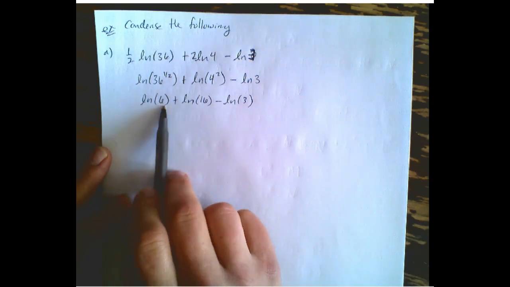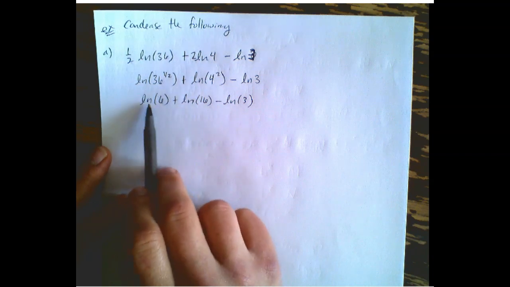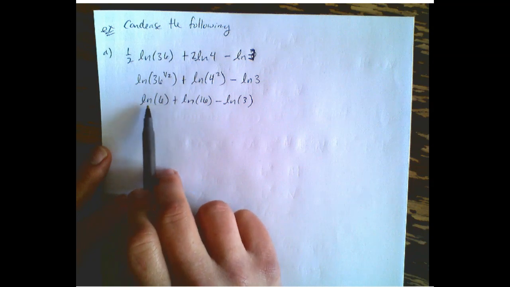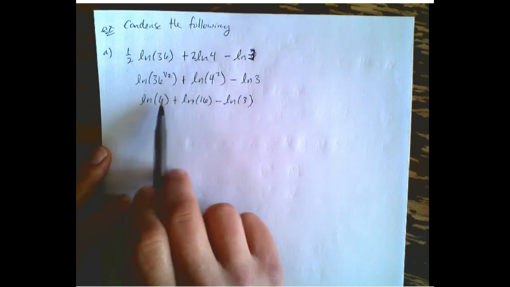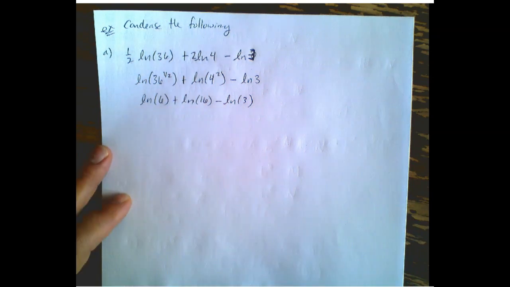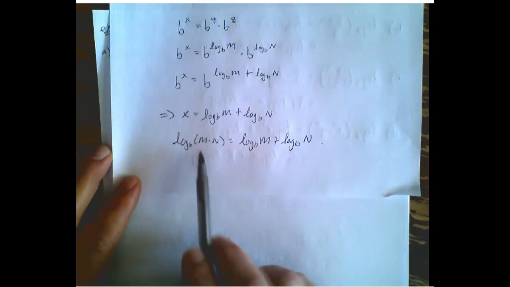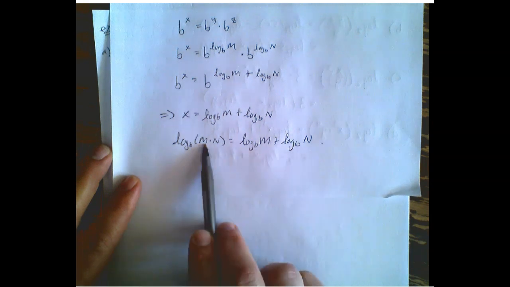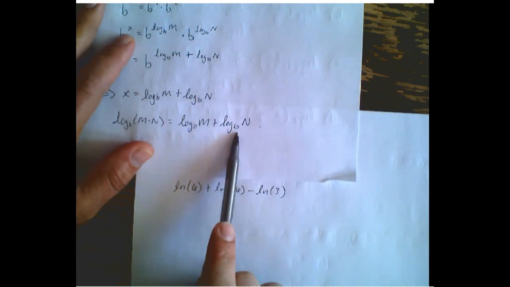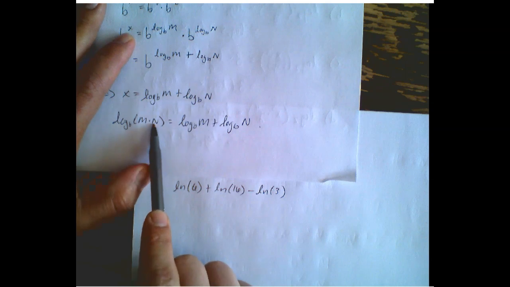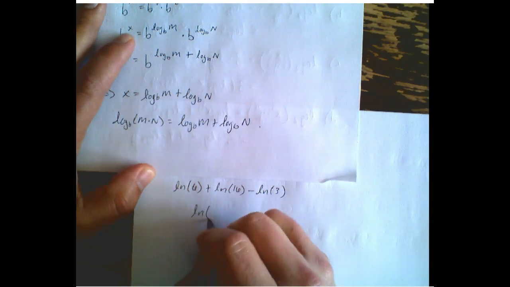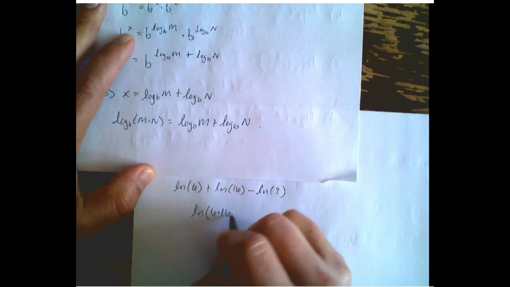Now we can condense this one step, right? Because we know that the sum of two natural logs with like bases is equal to the natural log of the product of what's inside here. We're just using that first property, that one here, right? So we're going backwards. So we have this, natural log of 6 plus natural log of 16. So we're going to go back to this property here. So that's going to give us the natural log of 6 times 16 minus the natural log of 3.